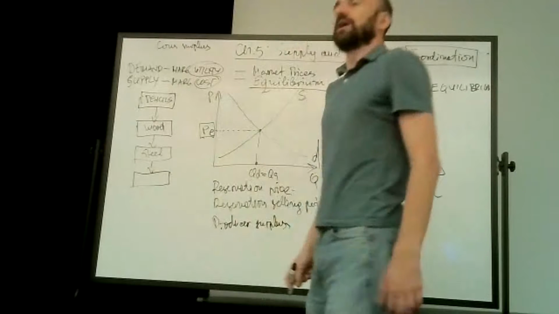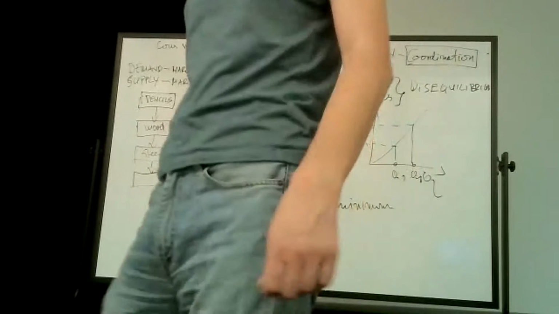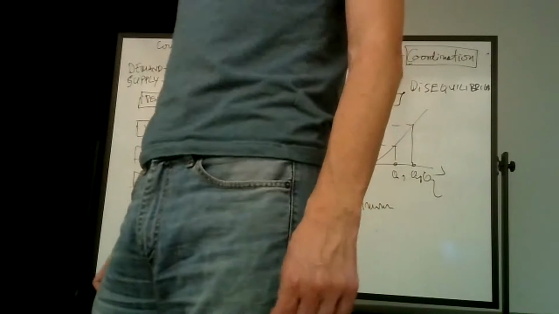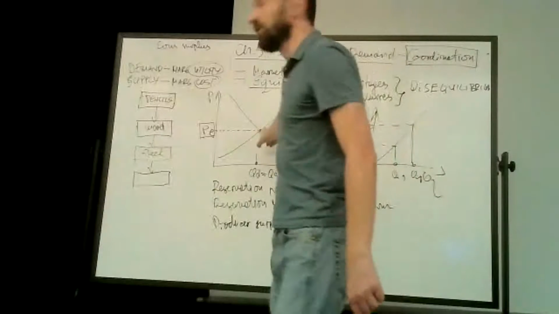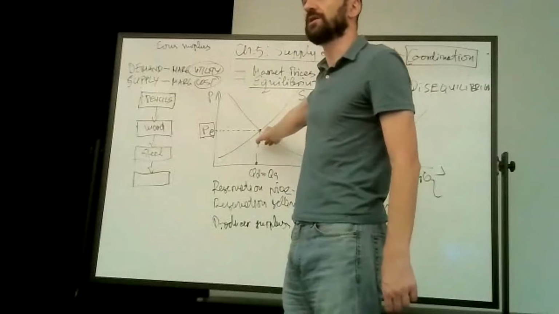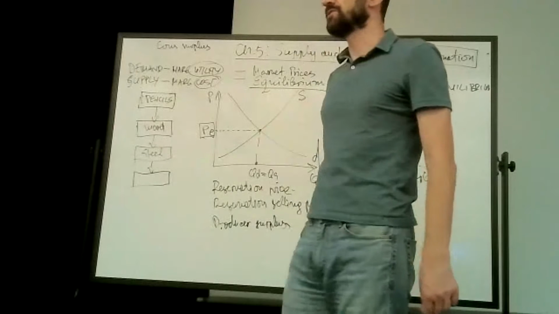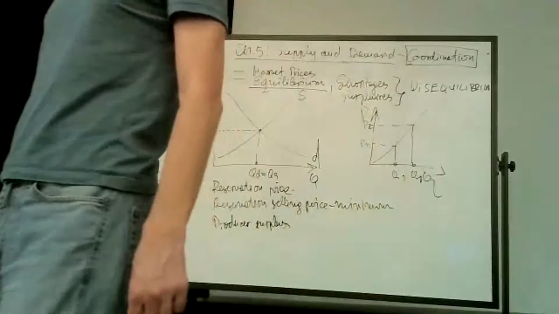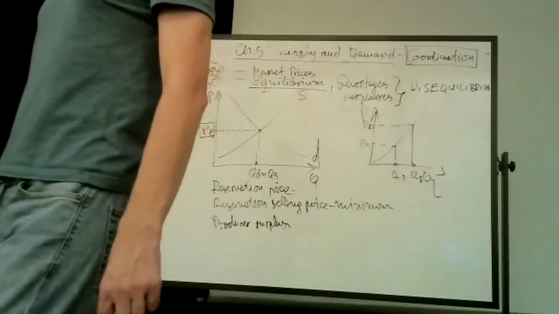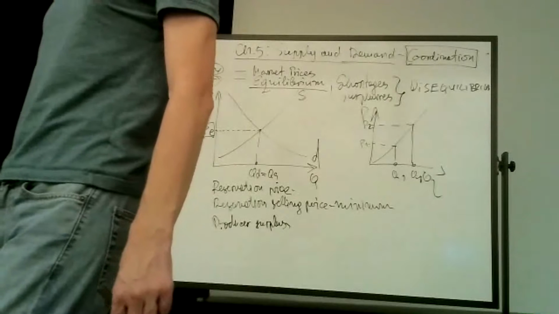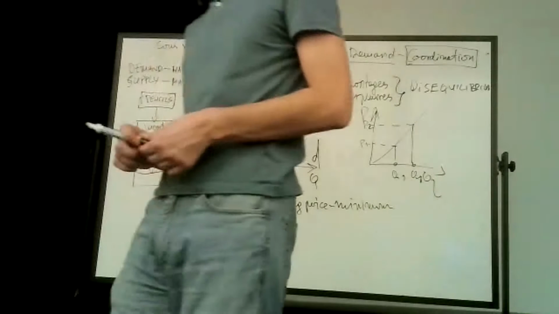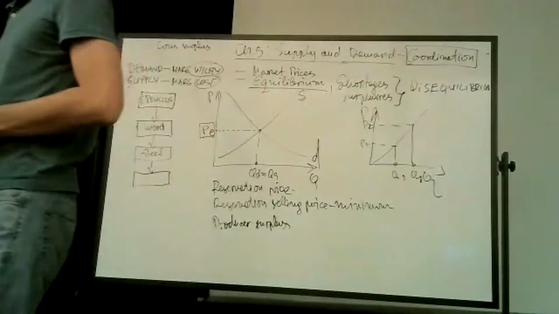Producer surplus is the difference between the market price that you can charge, the equilibrium market price, and the marginal cost of producing that particular unit that you're selling. So if it costs you $1 to produce this particular pen, and you can sell it for $2, you have a producer surplus of $1.